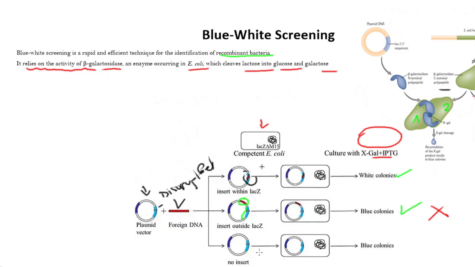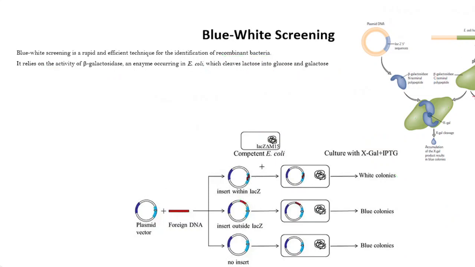And sometimes you could also have a situation where there was ligation, but the foreign DNA did not even make its way inside the plasmid, although the cells were competent. What we're also going to get is blue colonies, but these blue colonies are not what we are after, because what we want is our foreign DNA in the correct orientation, and that correct orientation implies that it needs to disrupt the N-terminal polypeptide of the beta galactosidase. So that's all about the blue and white screening, and a little bit on how plasmid works.